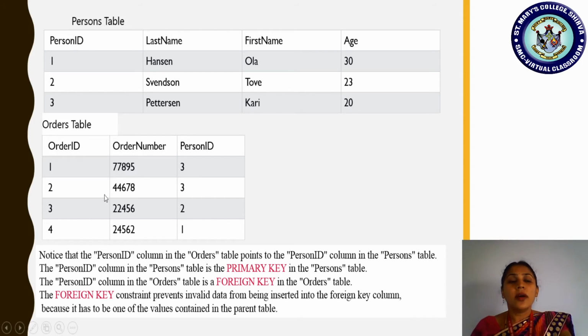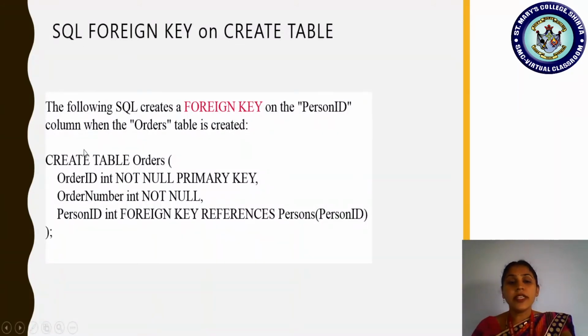So person ID, integer or number of 6, with the data type and size information. References keyword. What is the table name? Persons. References persons. Within the parenthesis, what is the attribute name here? Person ID. Okay, see, person ID in foreign key references persons, person ID. So this is how we are going to define a foreign key.